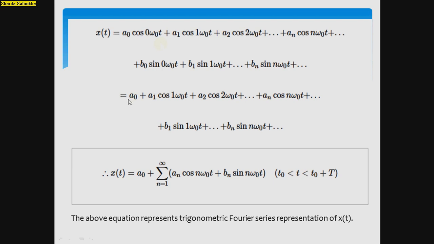So that is equal to a0 plus a1 cos omega 0 t plus a2 cos 2 omega 0 t up to an cos n omega 0 t, plus b1 sin omega 0 t plus b2 sin 2 omega 0 t up to bn sin n omega 0 t. Therefore x(t) is equal to a0 plus the summation from n equals 1 to infinity of an cos n omega 0 t plus bn sin n omega 0 t, for t from t0 to t0 plus T.